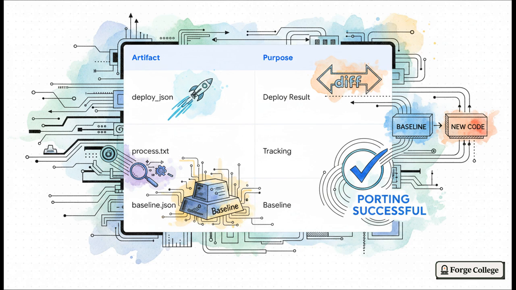The deploy JSON tells us exactly what happened the moment we deployed. The validator process text file proves the actual environment was running exactly as expected. And most importantly, the baseline deploy JSON serves as our behavioral baseline. When we start changing code later on, we're going to constantly diff our new outputs against this exact baseline. If they match, boom. It proves our porting was successful and behaviorally identical.